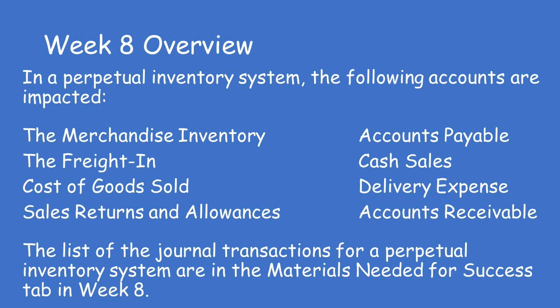More specifically, in a perpetual inventory system, the following accounts are impacted: the merchandise inventory account, accounts payable, the freight in account, cash, sales, the sales account that is, cost of goods sold account, delivery expense account, the sales returns and allowances accounts, as well as the accounts receivable. Now, to show exactly how these transactions impact the journal, I've included a list of the journal transactions for a perpetual inventory system in the materials needed for success tab that's in week 8.